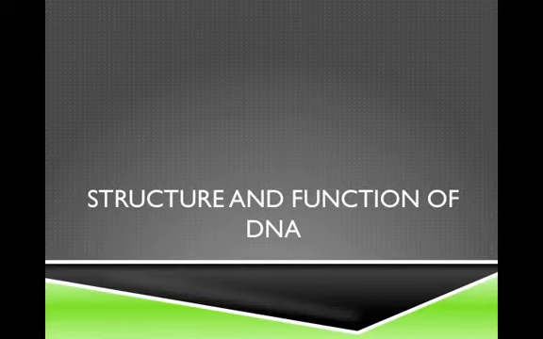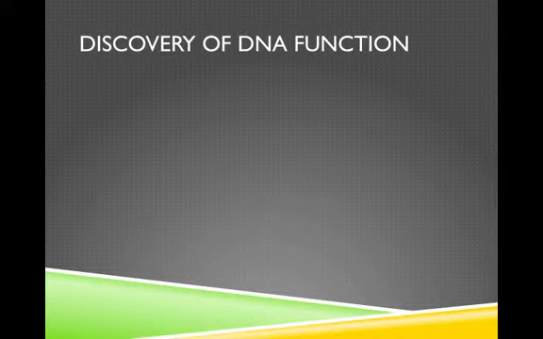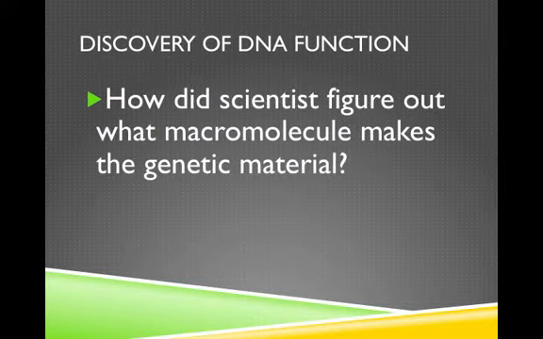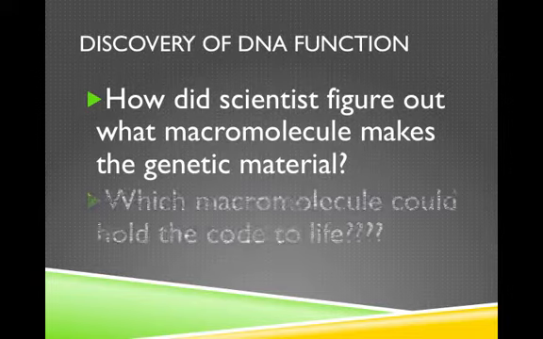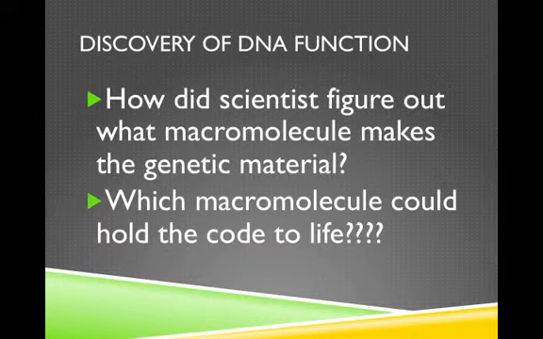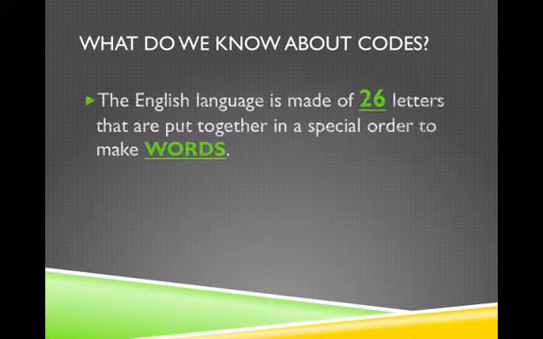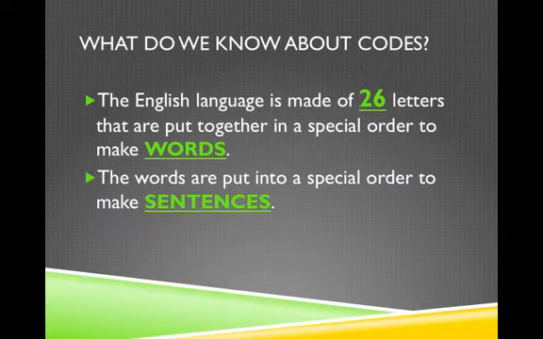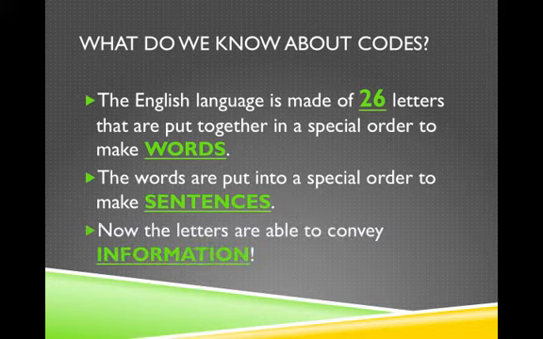And in order to do that, we need to talk about how it is that something can code for information. So in talking about the function of DNA, scientists started to ask what macromolecule can make up genetic information and which macromolecules can hold our code of life. So if we think about it, the English language is made up of 26 letters that are put together in special orders to make words. These words are then put together to make sentences, and through sentences, we're able to convey information.